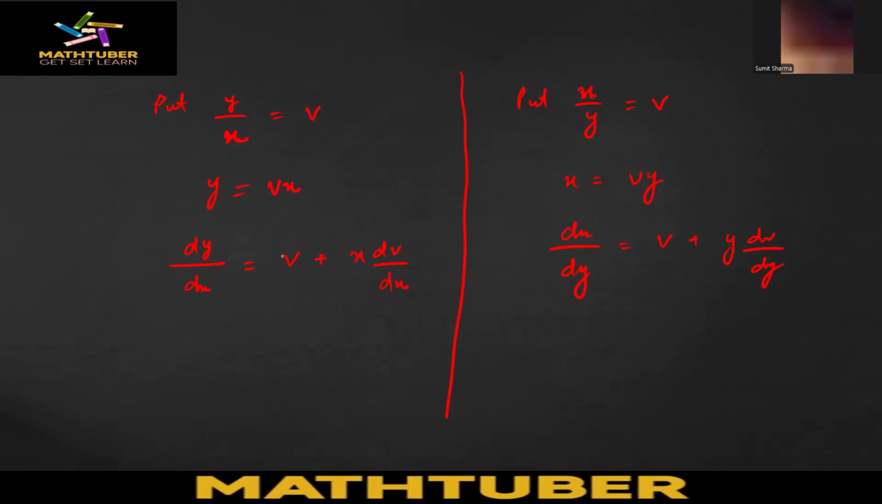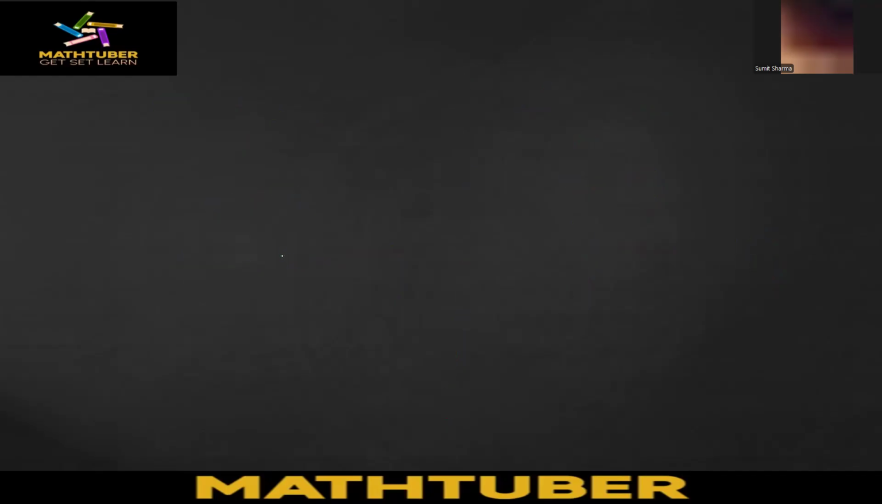So let us try the questions. We will be able to understand better by solving the questions. From exercise 9.4, we will try a few questions. Exercise 9.4, the first question here is x square plus xy into dy is equal to x square plus y square into dx.